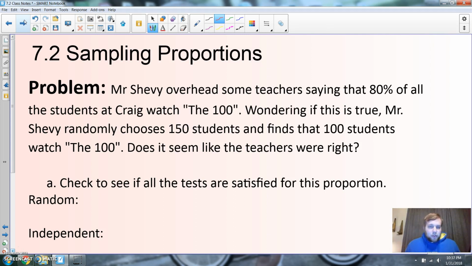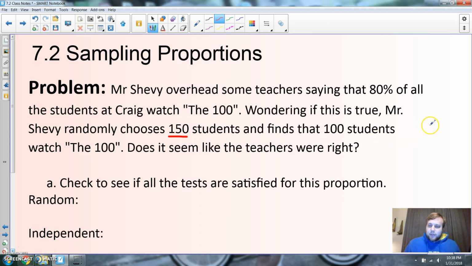First problem. Mr. Sheeby overheard some teachers saying that 80% of all students at Craig watch The 100. Quite a few people watch it. Wondering if this is true, Mr. Sheeby randomly chooses 150 students and finds that 100 students watch The 100. Oh, that's a coincidence. Wow. Alright, does it seem like the teachers were right?